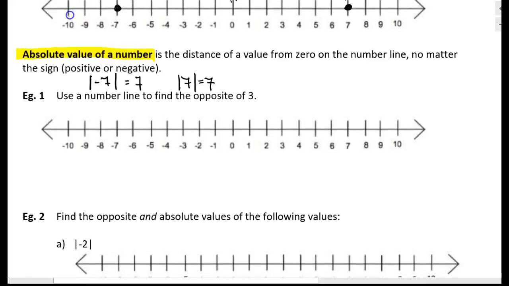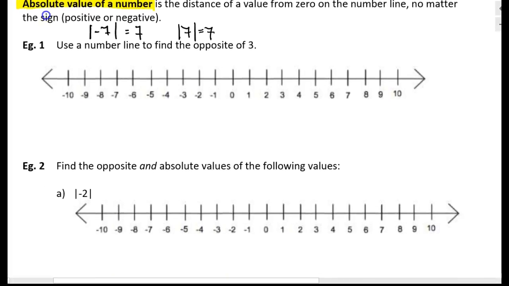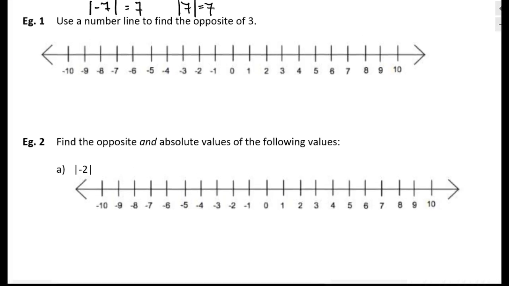So example 1, we use the number line to find the opposite of 3. So we know that 3 is here. We need to go on the opposite side of 0 to find its opposite. Therefore, the opposite of 3 is -3. Now this seems very intuitive, possibly. If it does, excellent.